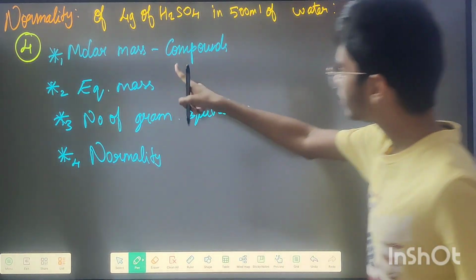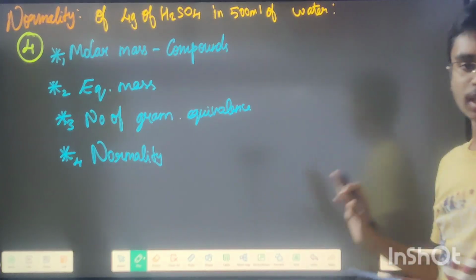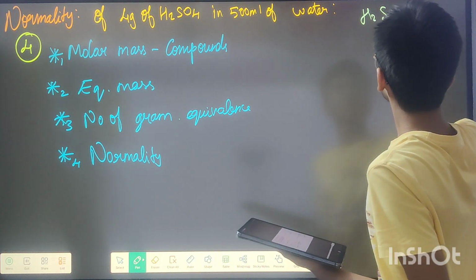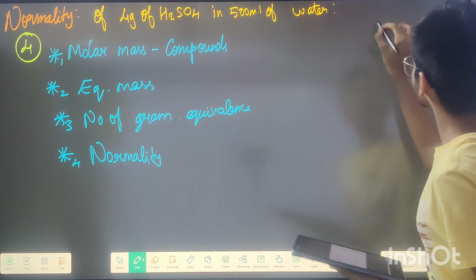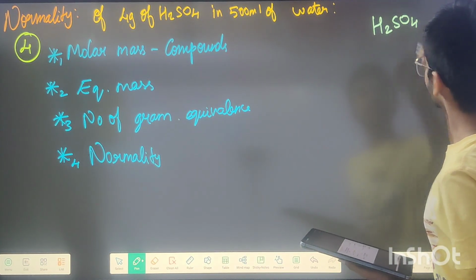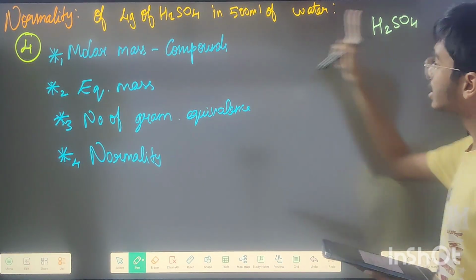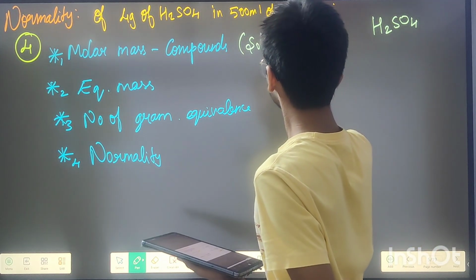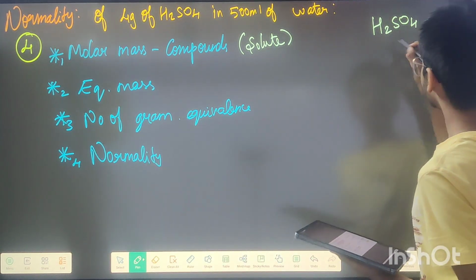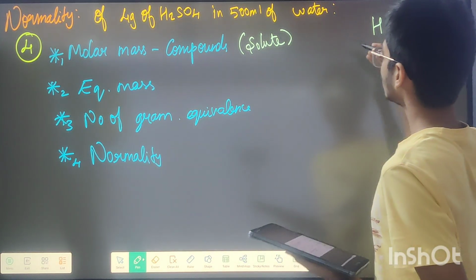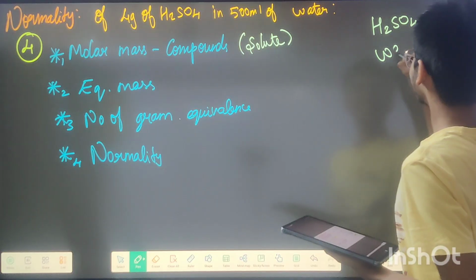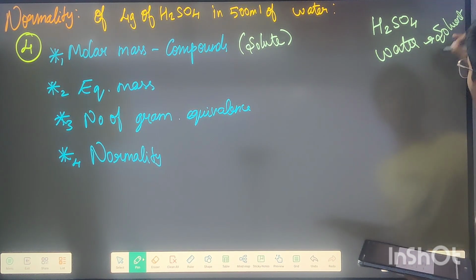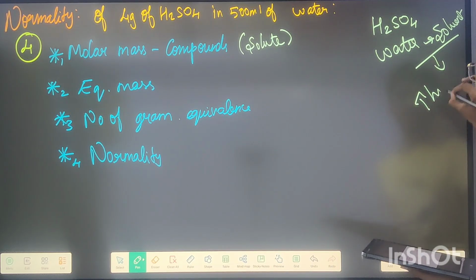So how will you find the molar mass? Molar mass is actually given in the question itself. They have given you H2SO4. So first you have to find the molar mass of the solute. This H2SO4 is the solute, and then your water is going to be the solvent. As we all know, the solvent will always be high in quantity.